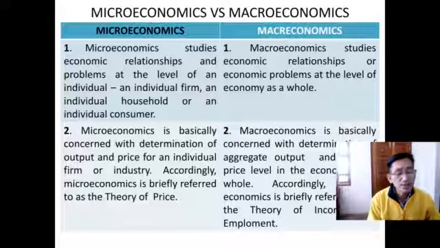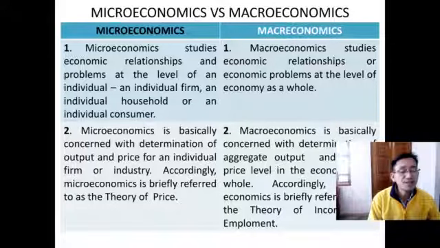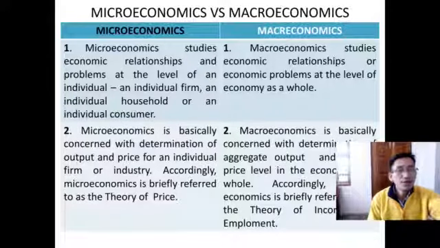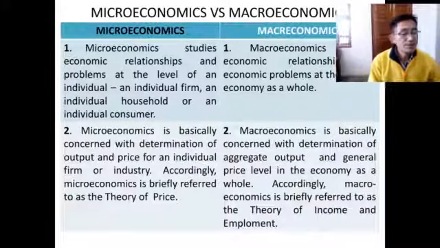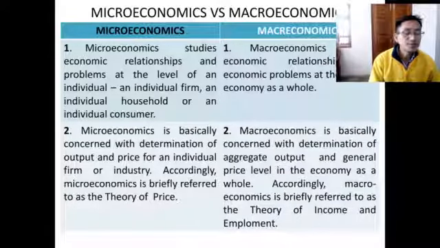Then number 2, microeconomics is basically concerned with the determination of output and the price of an individual farm or industry. Accordingly, microeconomics is briefly referred to as the theory of price. Then what about macroeconomics in this regard? Macroeconomics is basically concerned with determination of aggregate output and the general price level in the economy as a whole. So accordingly, macroeconomics is briefly referred to as the theory of income and employment.